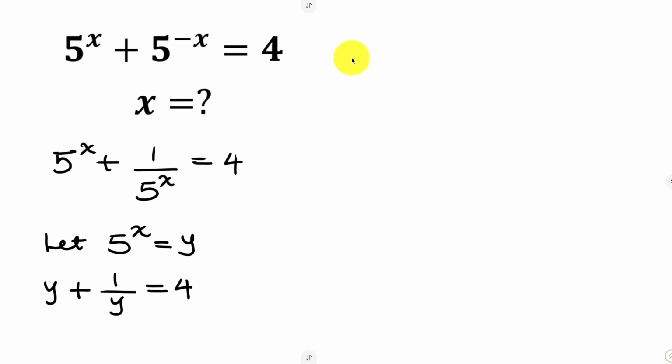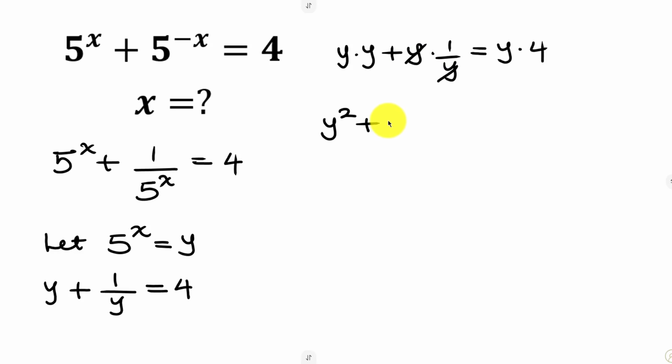So I'll multiply y by y plus, I'll use y to multiply 1 all over y equal to, then I'll use y to also multiply 4. Very good. So this becomes y times y, that is y squared, plus, now this y cancels out this y, leaving behind 1. This is equal to y times 4, that is 4y. Now we're going to be subtracting 4y from both sides in order to move everything to one side of the equation. So I'll subtract 4y from the left. I'll also subtract it from the right.